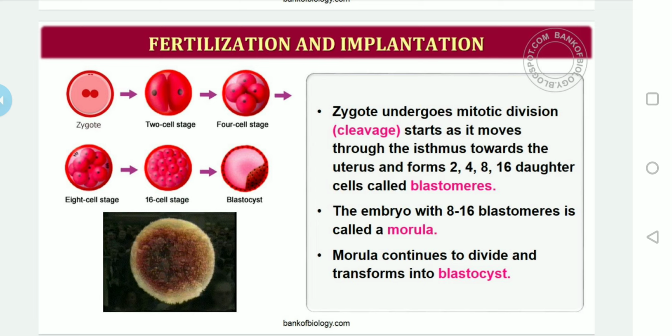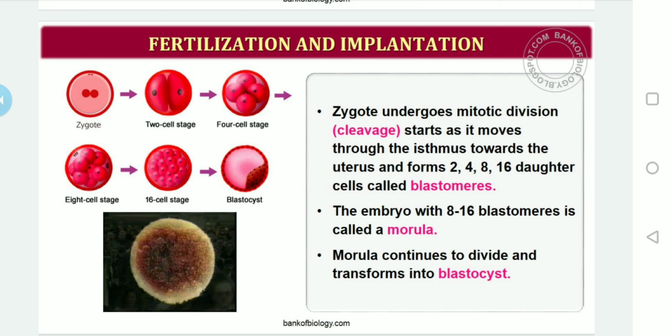Yeah. So what happens next? Now the embryo with 8 to 16 cell blastomeres is called morula. Okay, so these things you should study in the practical also. So one more question they will ask: what is morula? The embryo with 8 to 16 cell stage, or we can also say 8 to 16 blastomeres, is called morula. I hope you can identify.